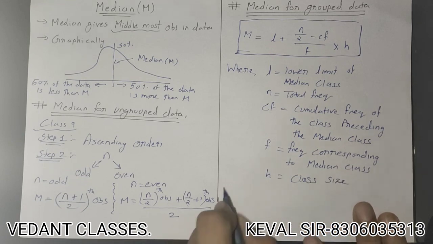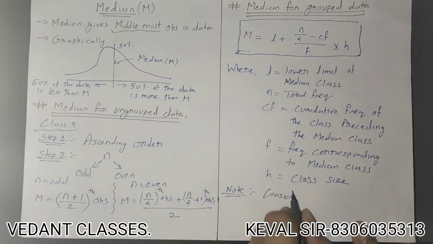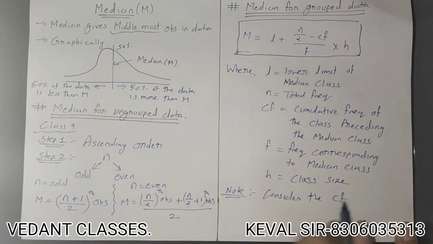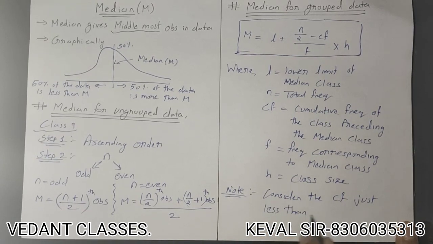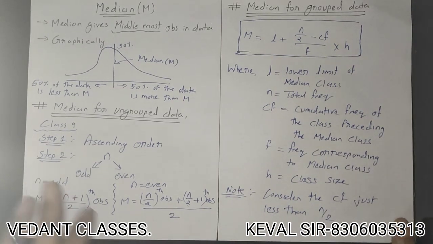Now an important note, remember this thing: consider the value of Cf just less than n by 2. Remember this point, it will be very helpful while solving the sum, that we need to consider the value of cumulative frequency just less than n by 2.